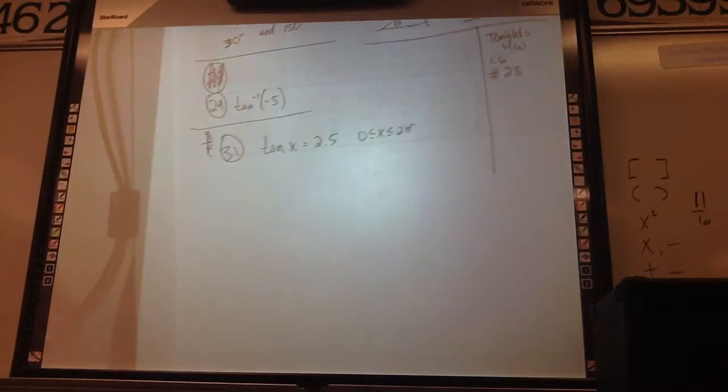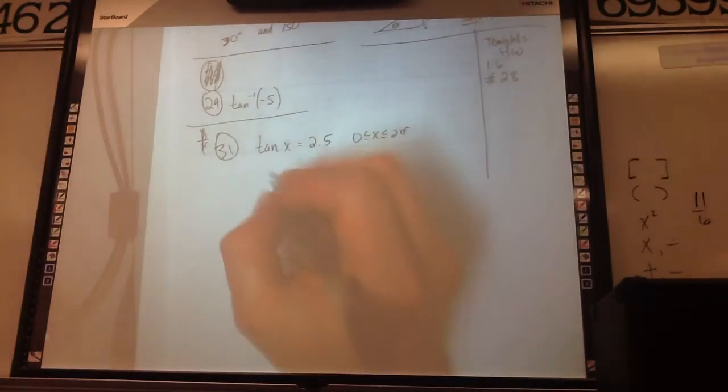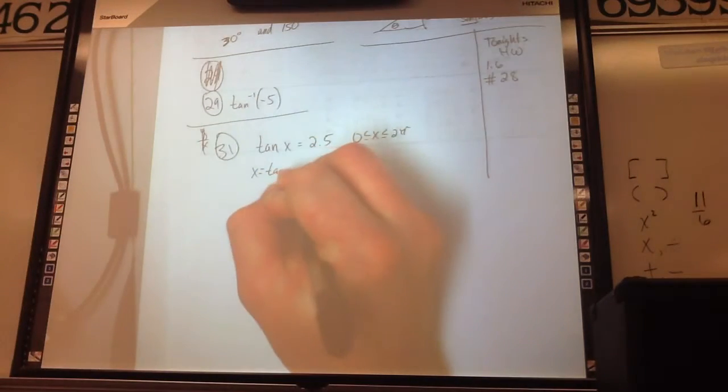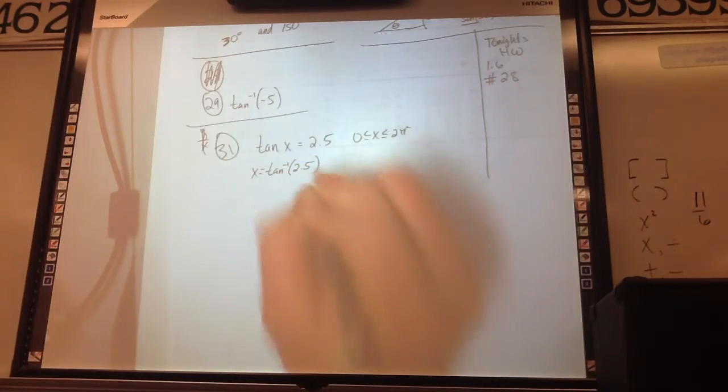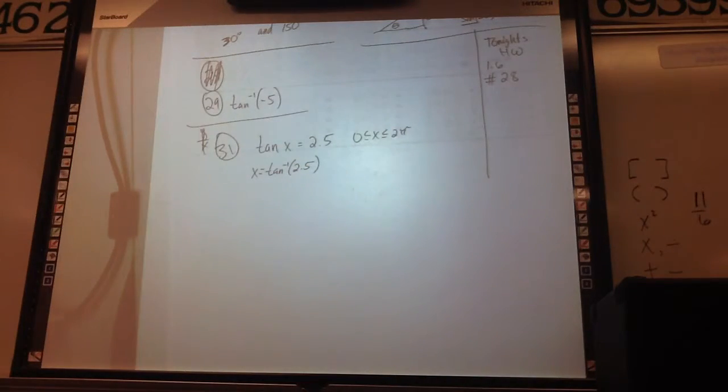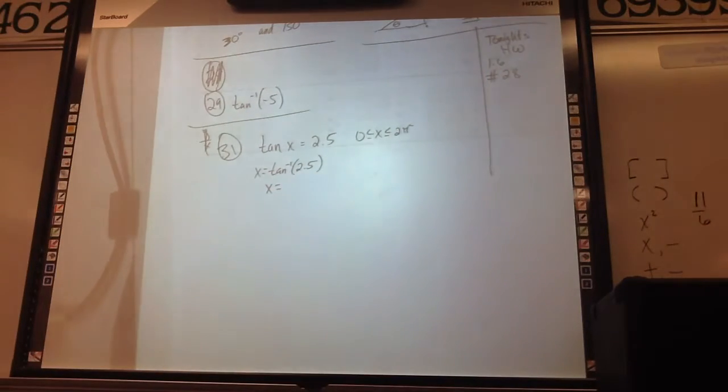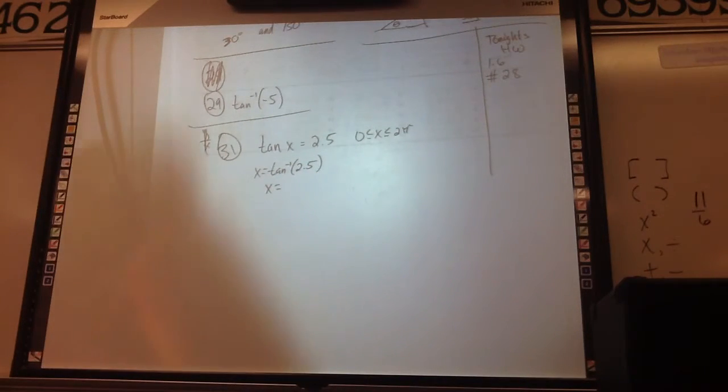You're going to what, Jeanette? Inverse tangent. Yeah. x will equal the inverse tangent of 2.5. Boom. Type it in your calculator. You're done. What? Really? Yeah, really. Where were you yesterday when I needed you?